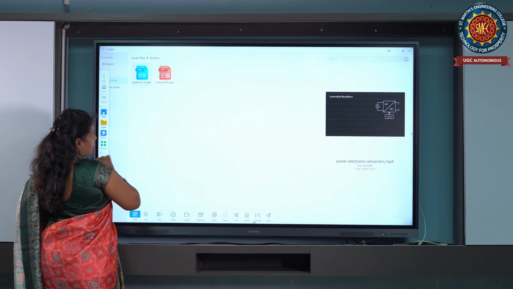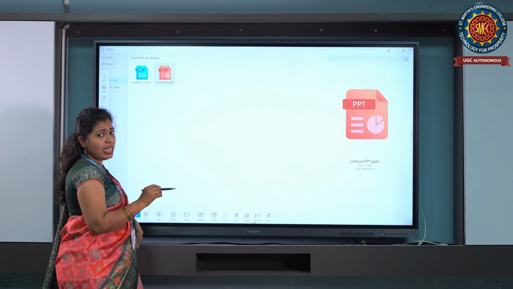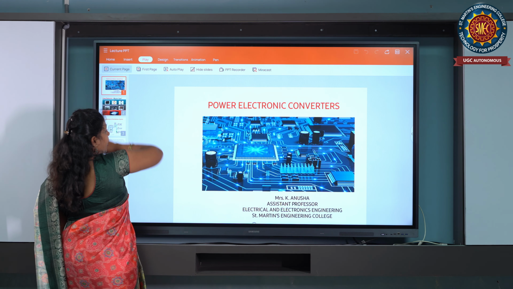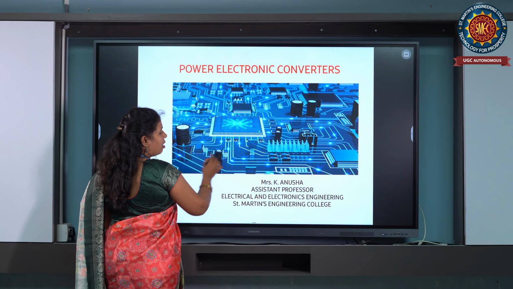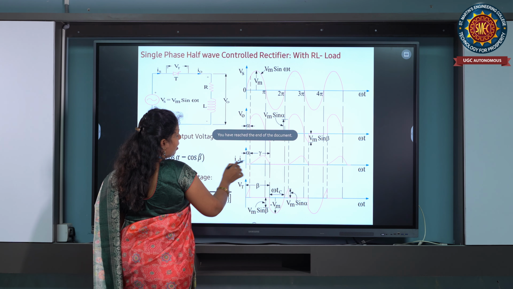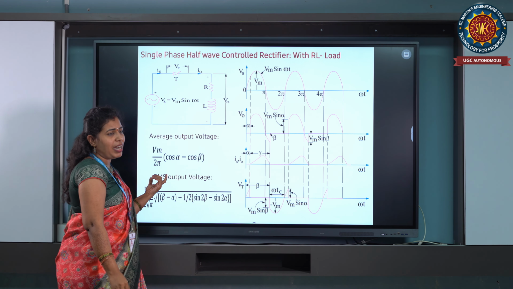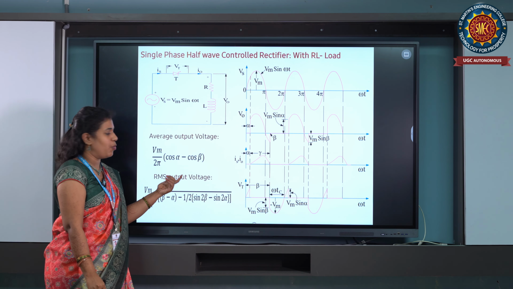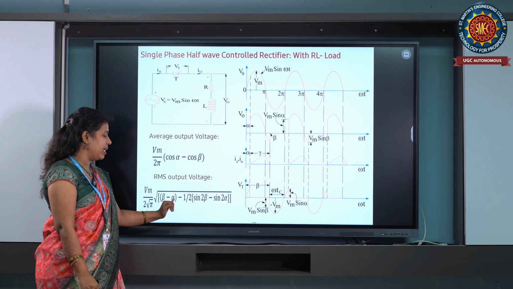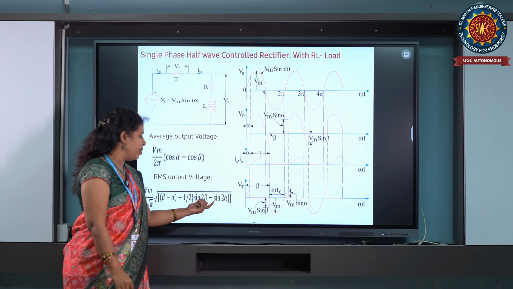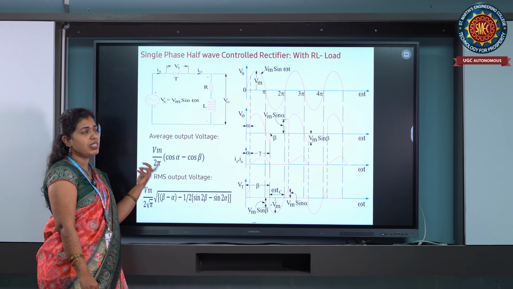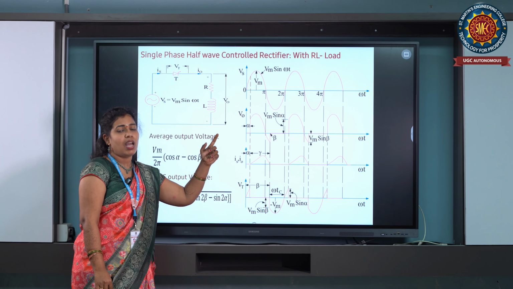Now we will see the RMS voltage of the single phase half wave controlled rectifier. We square and take the root of the output supply voltage, that is Vm sin omega t. Then we take Vm under root of 1 by 2 pi Vm square sin square omega t. By deriving that, we get Vm by 2 root pi under root of beta minus alpha minus 1 by 2 into sin 2 beta minus sin 2 alpha. This is the RMS output voltage of the single phase half wave controlled rectifier with RL load.